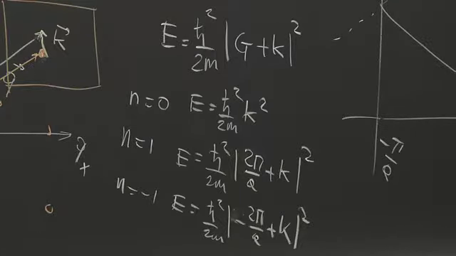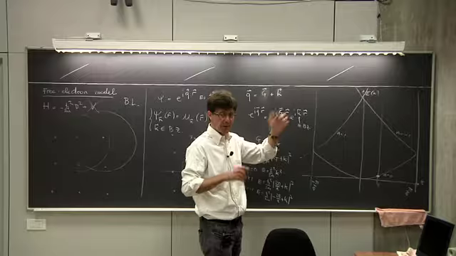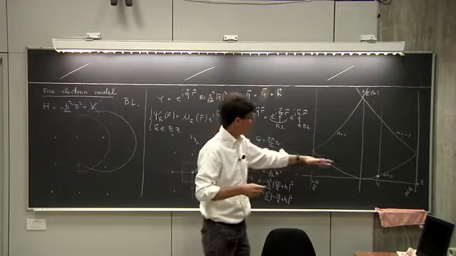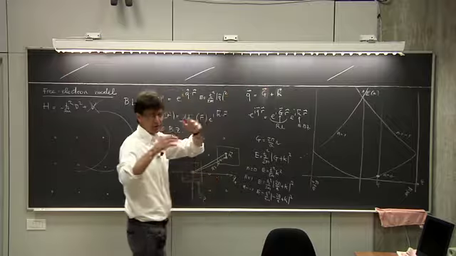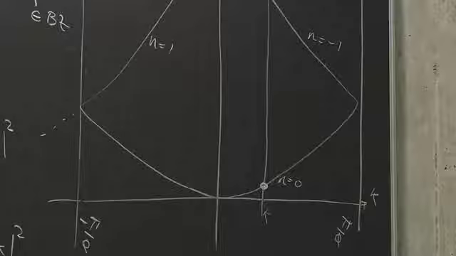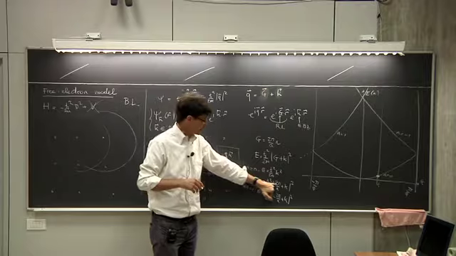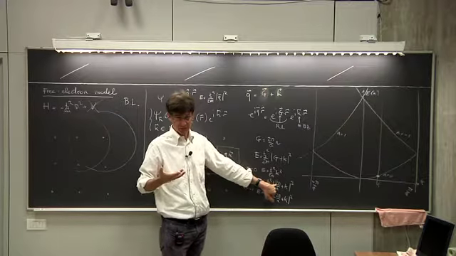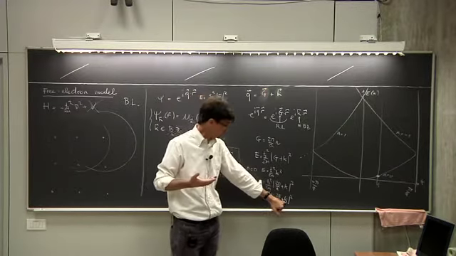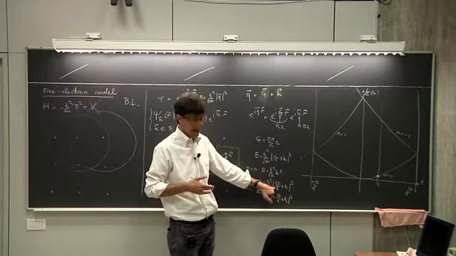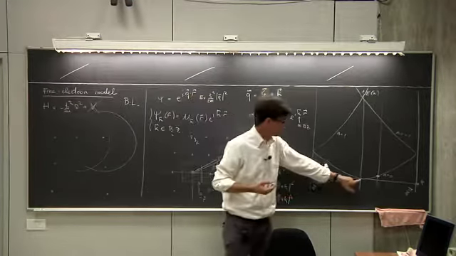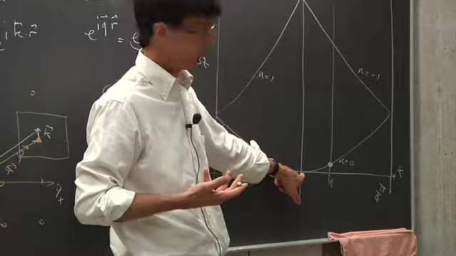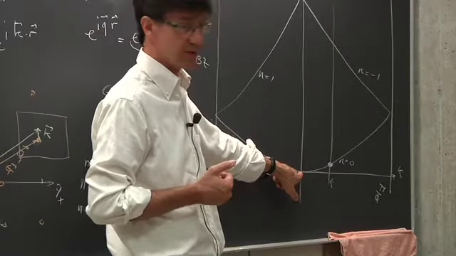In principle, I can continue, right? I can continue 3, 4, -3, -4, and I will obtain a sequence of segments of parabolas whose energy is higher and higher and higher. In fact, it grows almost like n squared, right? At k equals 0, this is n squared. So this point, for example, is actually n squared. n equals 0 is 0, right?